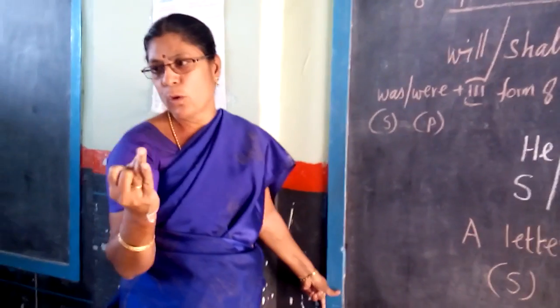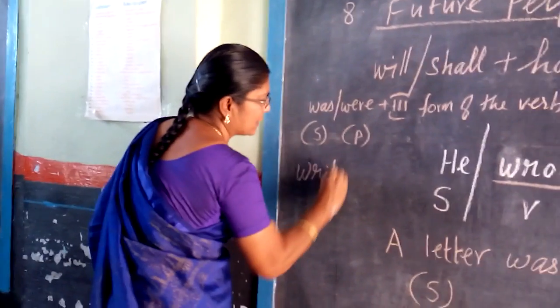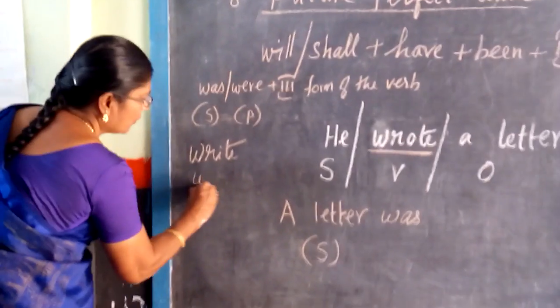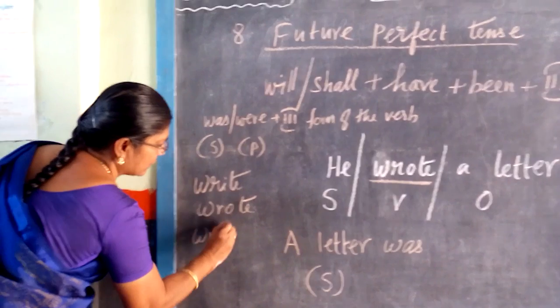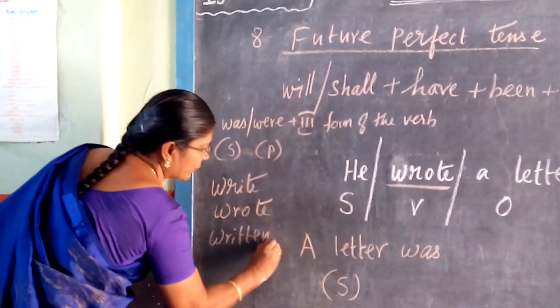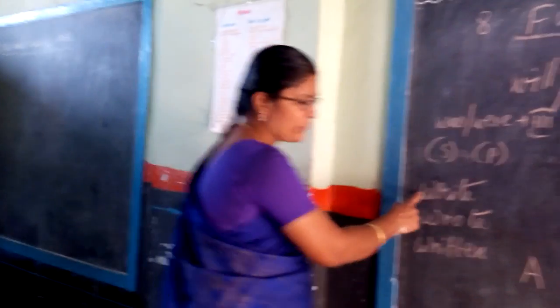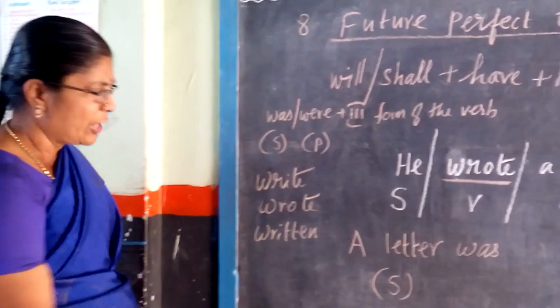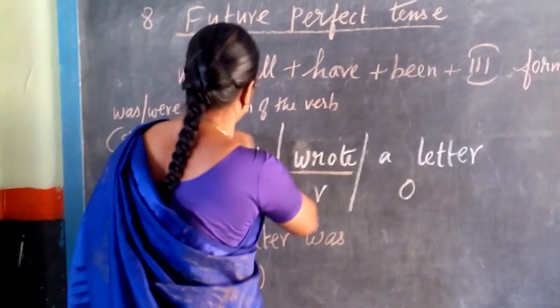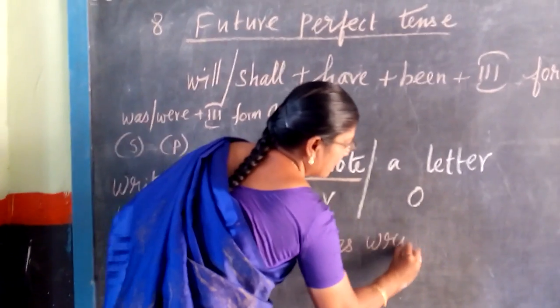Write, wrote, written. Write is a present tense. Wrote is a past tense. Written is the past participle of the verb. Write, wrote, written: first form, second form or third form. You have to write the third form of the verb because it is given in the formula. Third form of the verb is written.